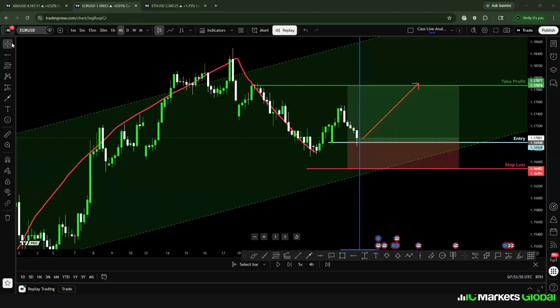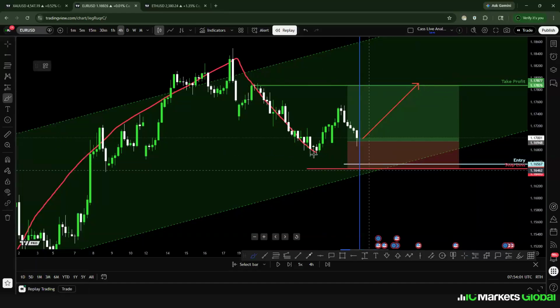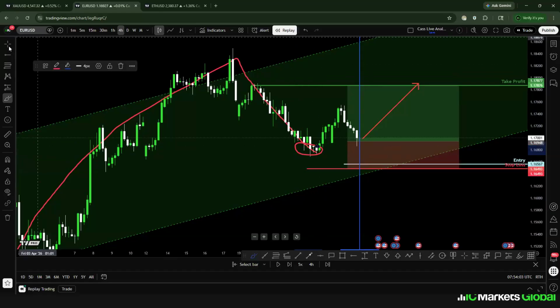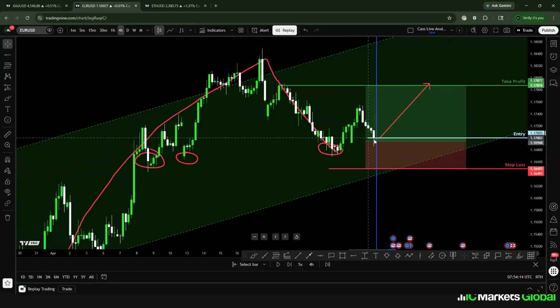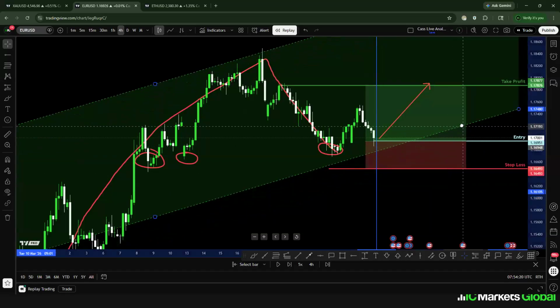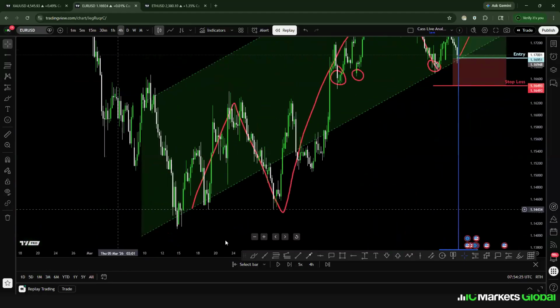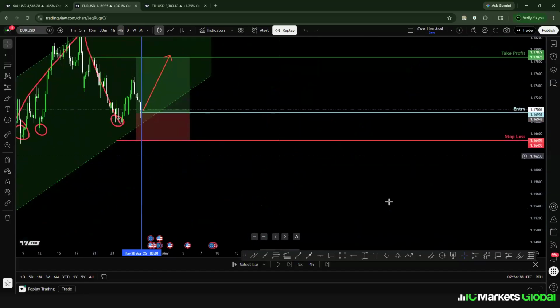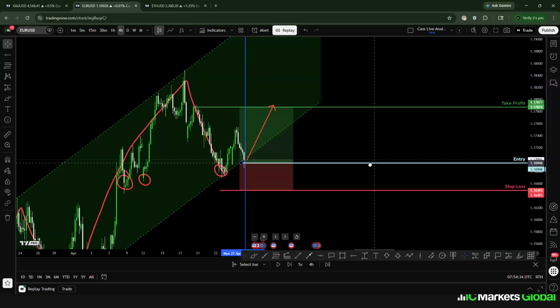The first thing is I could have moved my entry a bit lower. I should have aimed for this swing low here instead, this swing low that links up with this area here. What I didn't do was I was aiming for here because I was trying to align price to where the channel was, because last week the channel was aligned this way. Do you guys remember that? So I wanted price to stay aligned with the channel.